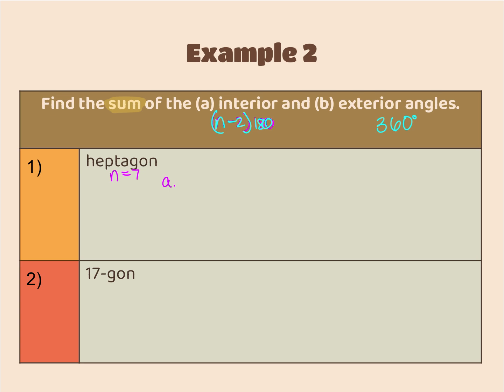Okay, how many sides are in a heptagon? We wrote it, it's 7, so I'm going to solve it as 7 minus 2 times 180. 7 minus 2 is going to give me 5 times 180. That's going to give me 900 degrees. So the measure of the sum of the interior is 900. And what is the measure of the sum of my exterior? Can someone tell me? 360, good.